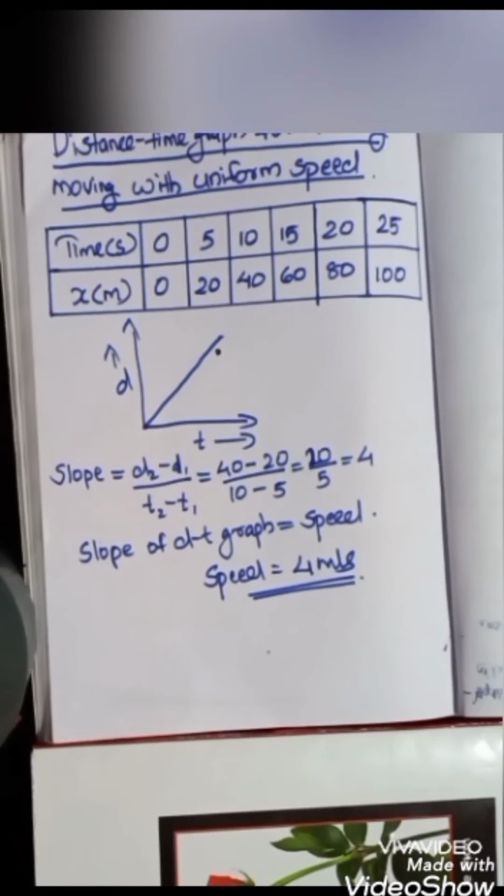These are all about the distance-time graph. In the next class we will discuss the velocity-time graph. Then we will continue in the next class.